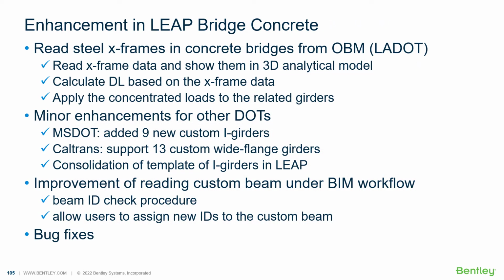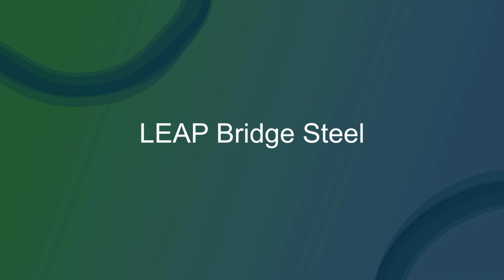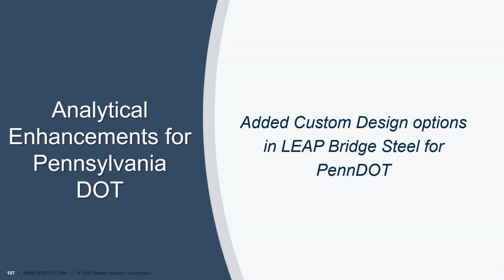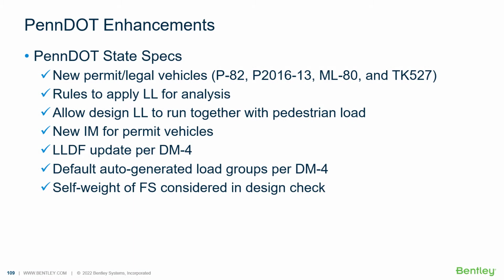And then some other general enhancements that you can see here. In general, some specific for some DOTs, or in general, for example, how we calculate the cross-frame data or concentrated loads for a specific DOT, in this case, Louisiana too. Enhancements in LibBridge Steel include more enhancements again for Pennsylvania DOT, right? How we read their specific vehicles for steel design. We updated from their design manual, chapter 4.